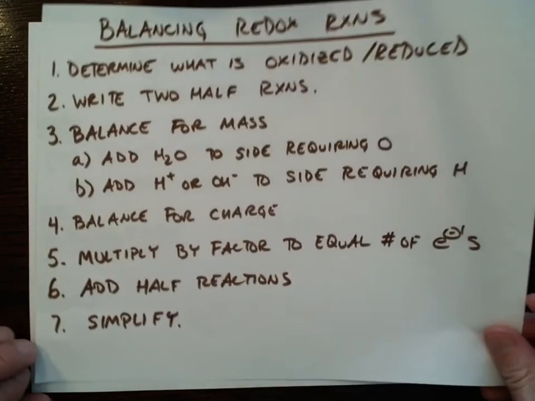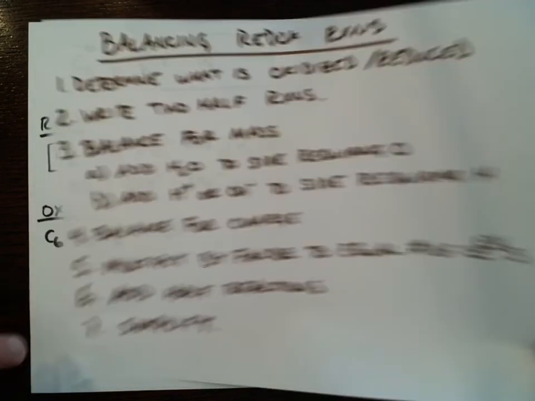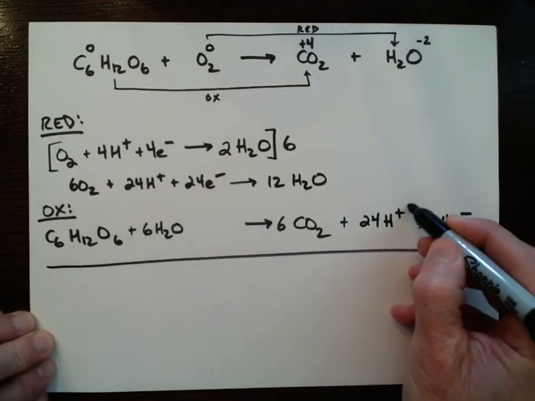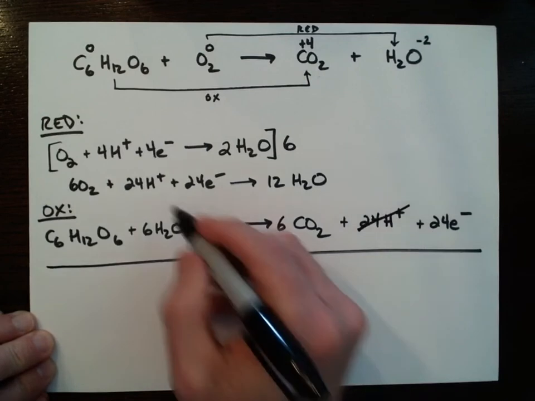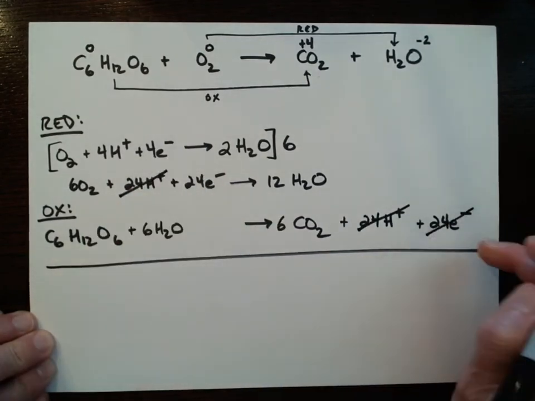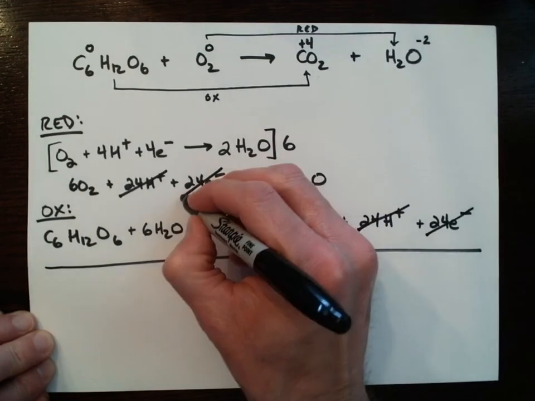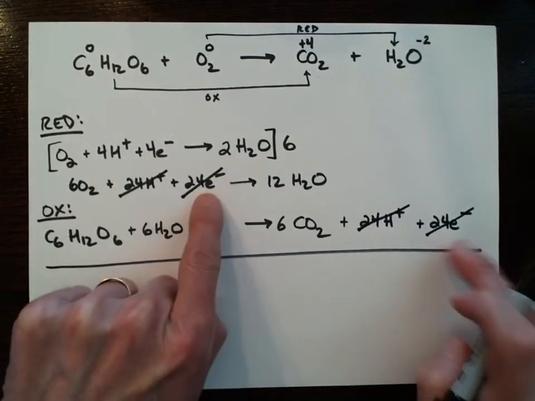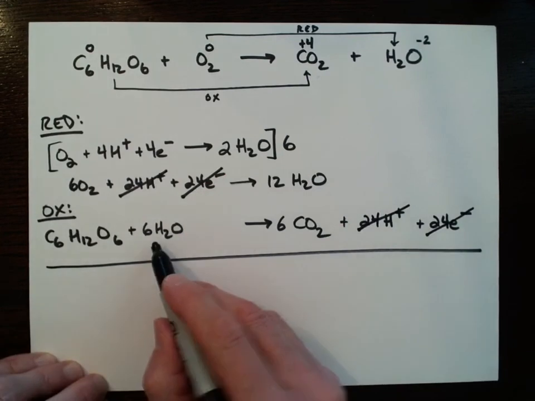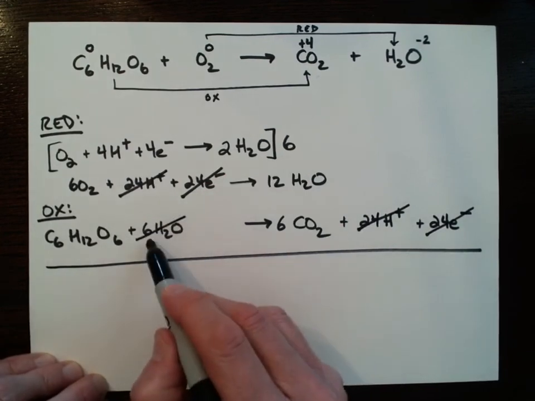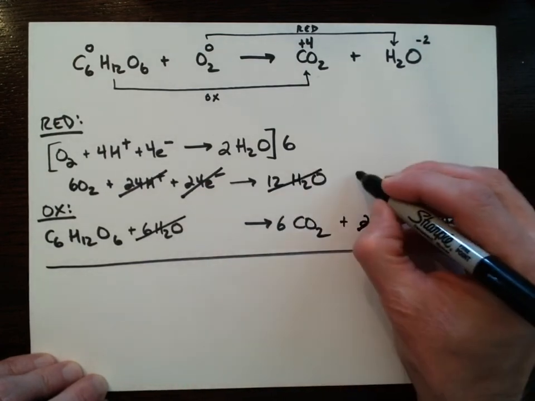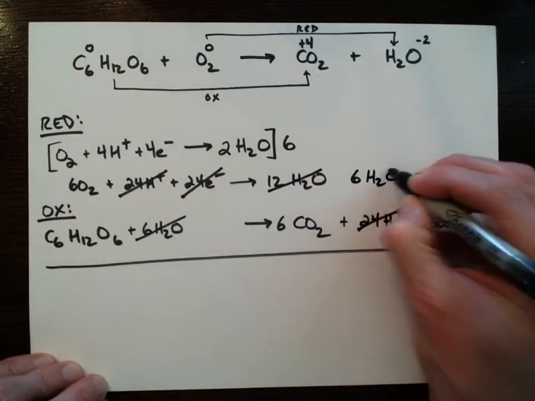Great. I'm going to add my half reactions and simplify. So let's add those two together. 24H+ on the product side cancels 24H+ on the reactant side. 24 electrons on the product side cancels 24 electrons on the reactant side. That had always better be the case. You have to balance electrons. And it looks like 6 waters on the reactant side will cancel 6 of these waters on the product side. So I ended up with 6 H2O over here.